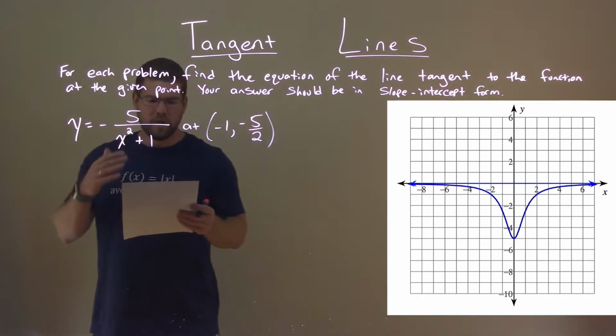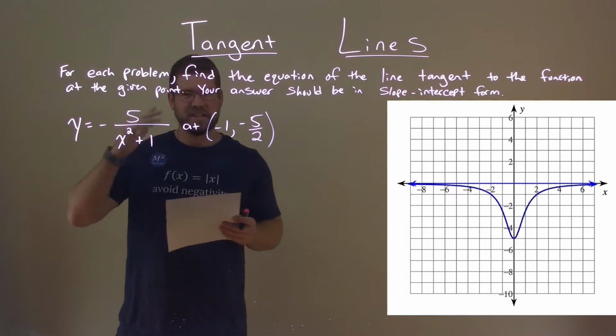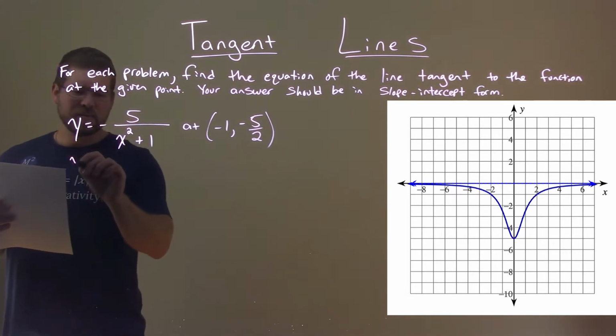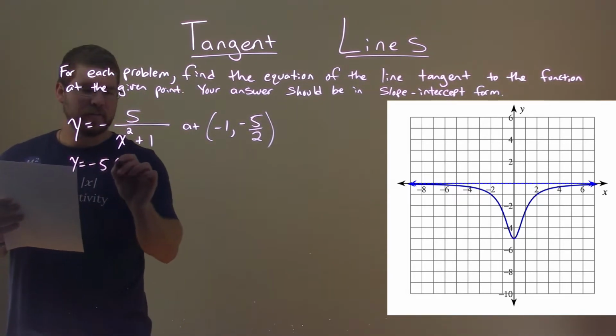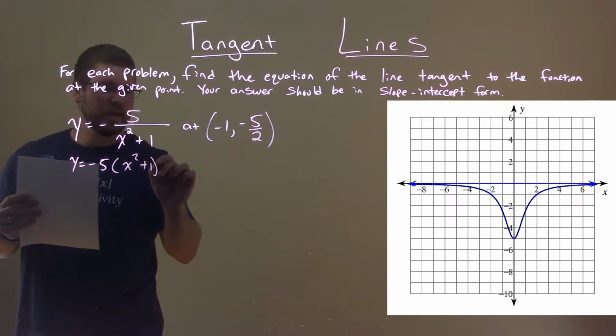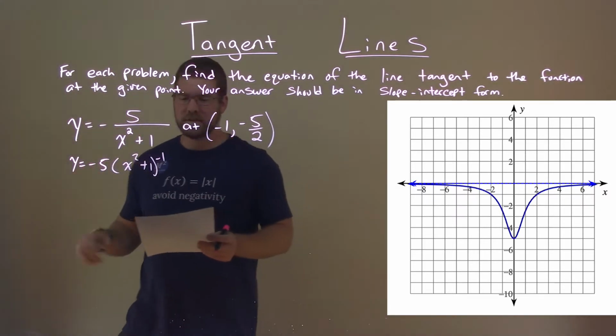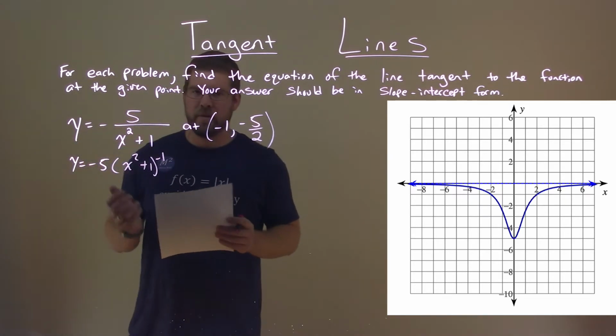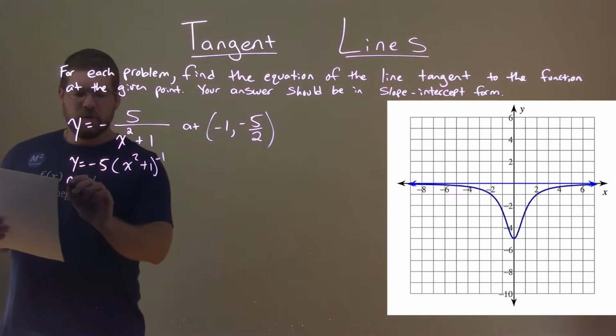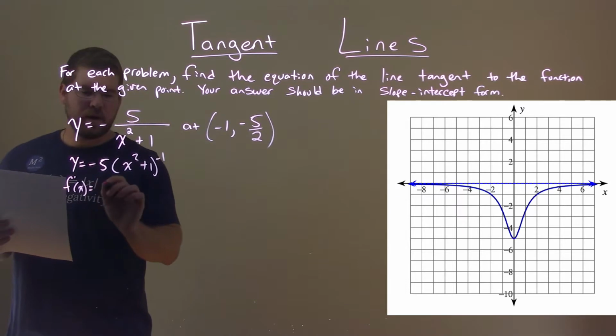Well, first thing is I want to find the derivative of our function, and to do that, I like to rewrite this to be negative 5 times x squared plus 1 to the negative 1 power. That's just my preference of how to write this function. I just find it's easier to take the derivative this way. Let's go find f prime of x, y prime, however you want to put it.